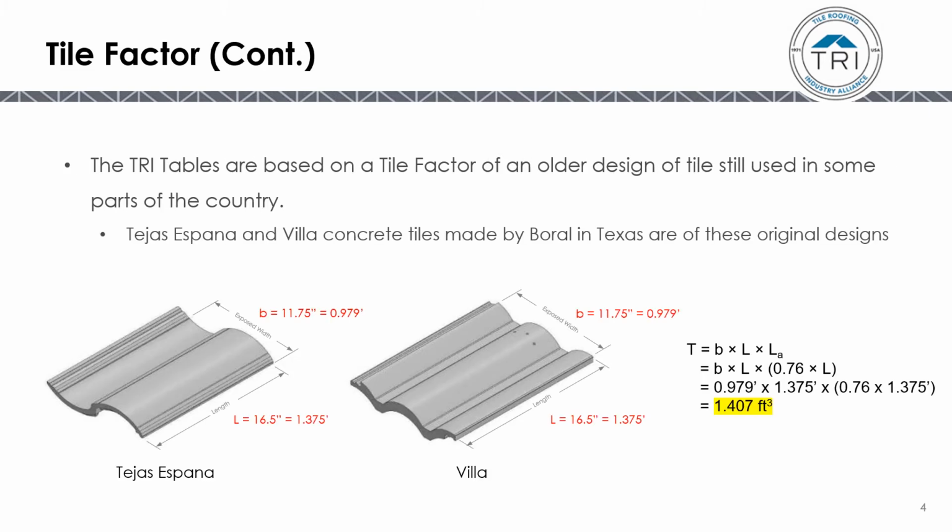The TRI tables are based on a tile factor of an older design of tile still used in some parts of the country. Tejas España and Villa concrete tiles made by Boral in Texas are of these original designs, and as you can see, the dimensions here provide a tile factor of 1.407 cubic feet.